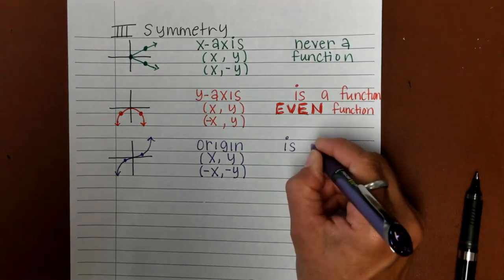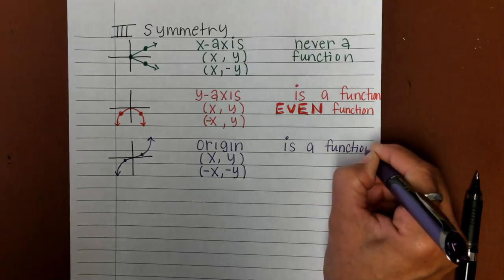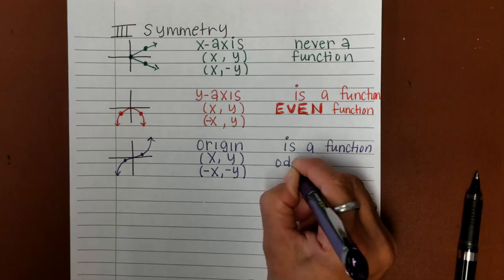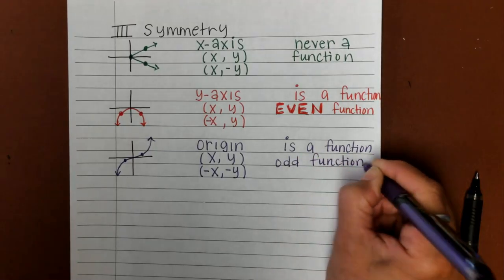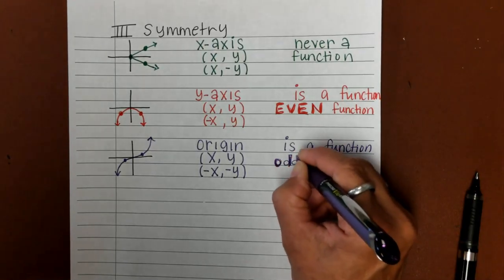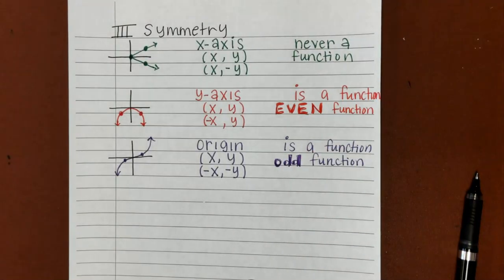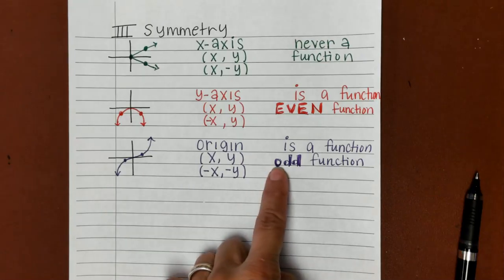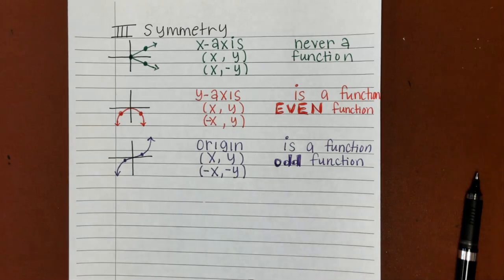And this one gets a name also. And it is called an odd function. And I wish I would have been consistent and wrote that in capital letters, but that's okay. And that is an odd function. So the word odd starts with a letter O. Origin starts with a letter O, so that's a good way to remember that.